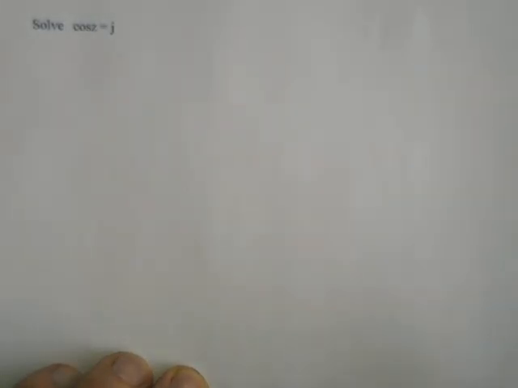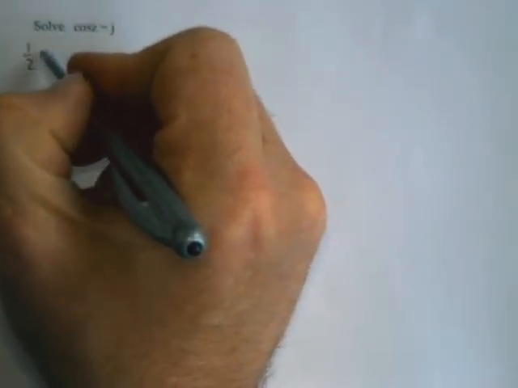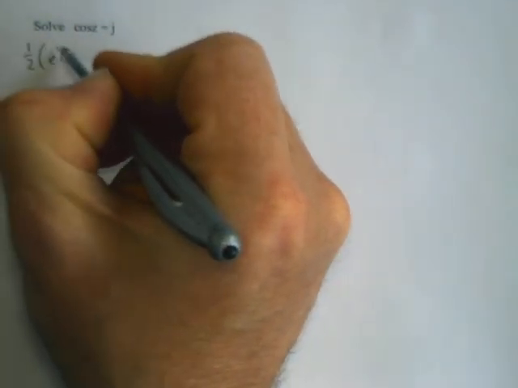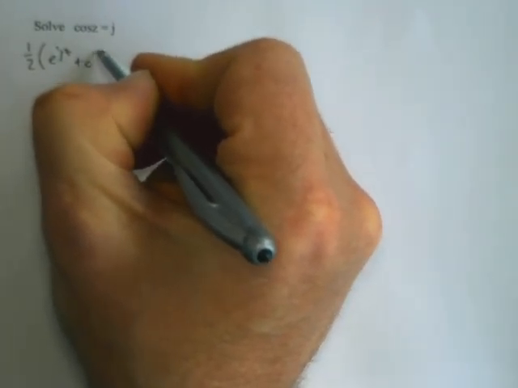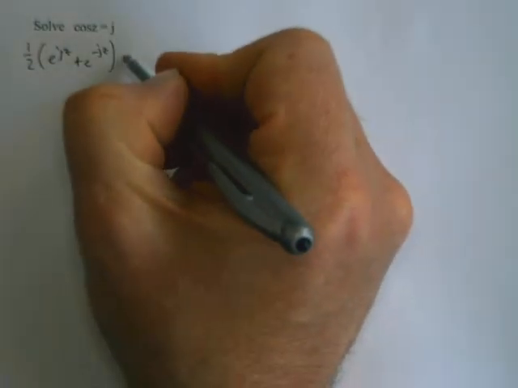Now we're going to use the techniques and equations that we've had to try and solve a simple trig equation, just find out where cosine of z equals j. So we're trying to find values for z that make this a true statement. We're going to start with our definition for complex cosine from the previous session: a half e to the jz plus e to the minus jz equals j.